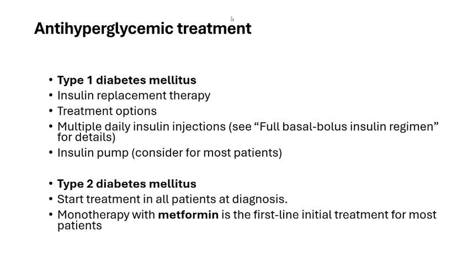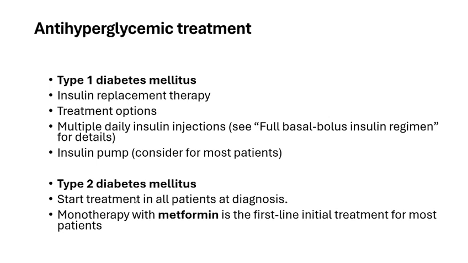Coming to anti-hyperglycemic treatment, the treatment for type 1 diabetes mellitus is mostly insulin replacement therapy and multiple daily injections. Insulin injection should be taken, and an insulin pump is considered for most of the patients. Type 1 diabetes mellitus requires insulin replacement therapy like multiple daily injection doses.